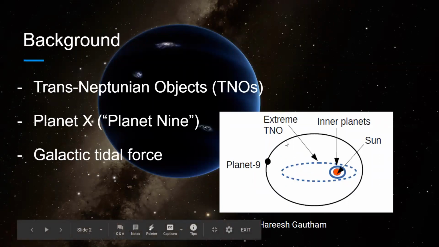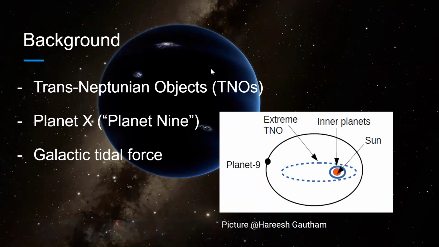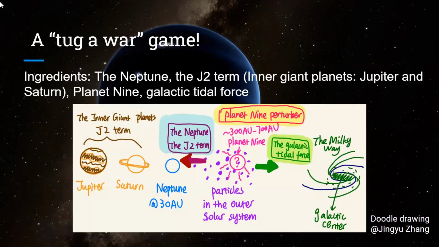For studying the dynamic features of TNOs, we also need to consider the factor of galactic tide, which is the topic of today. A galactic tidal force is a gravitational effect due to the shape of the galaxy. It influences more when the object gets closer to the galactic center. You can think of the scenario as a tug-of-war game. I made a doodle drawing here to help you quickly get a sense of what's going on.